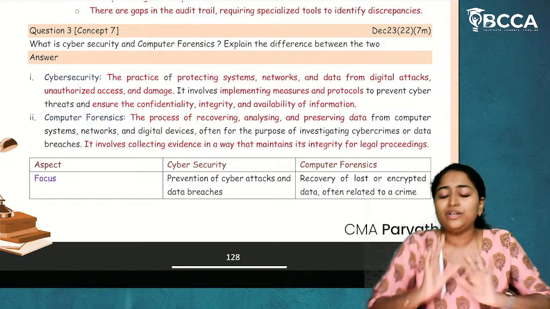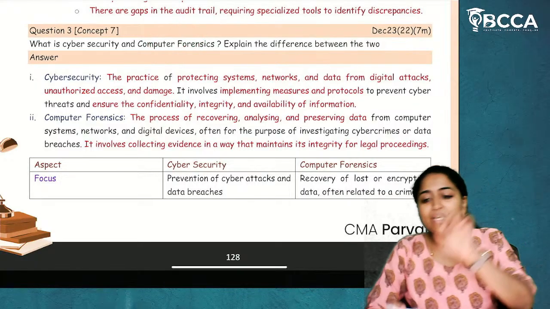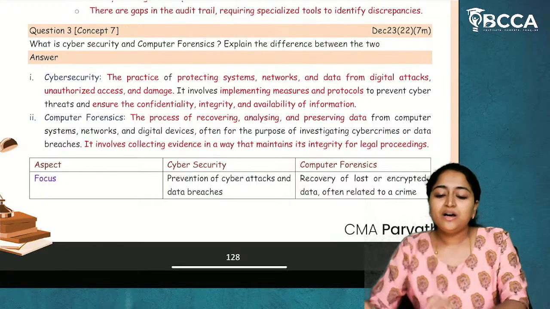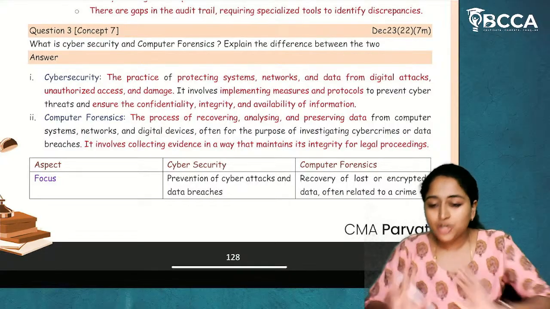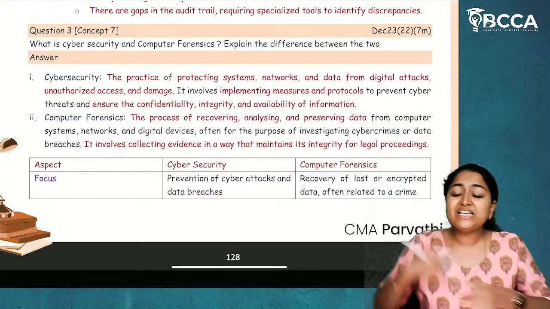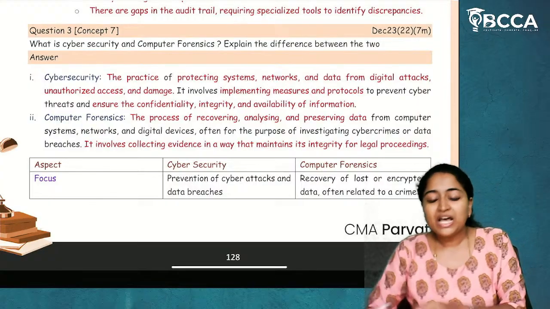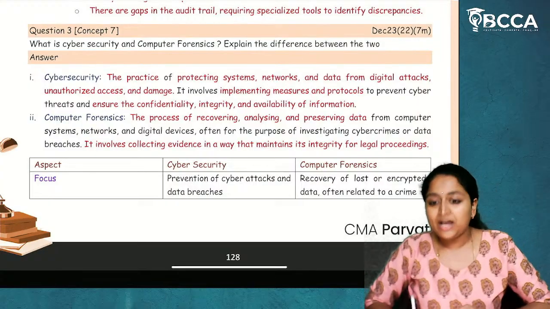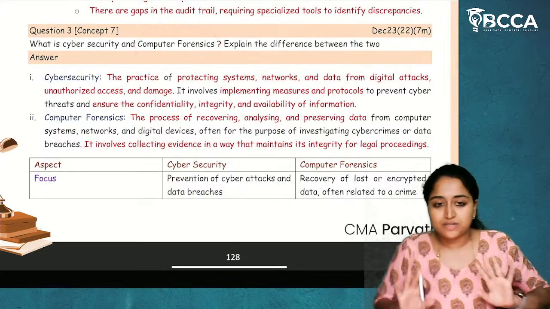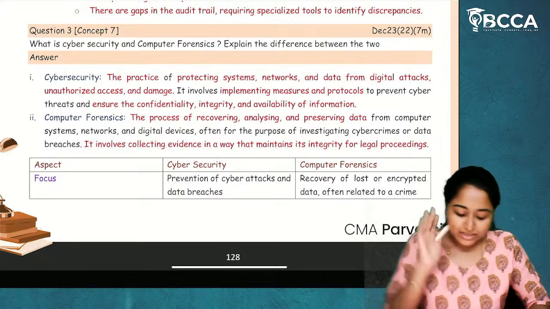Now, what is computer forensics? After there is an error, after there is a breach, any hacking or something like that, after the information has been stolen, as an investigative mechanism, if you are trying to retrieve the data and find out where the flaw is, it is called as computer forensics. That is the main difference. I hope it is clear.